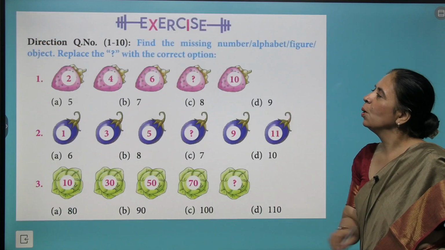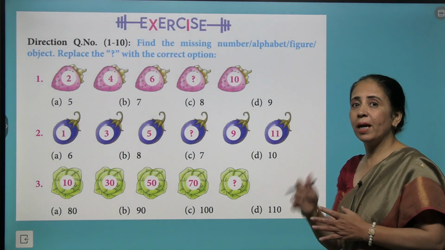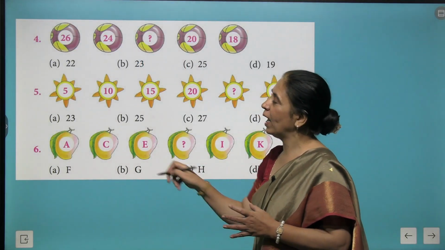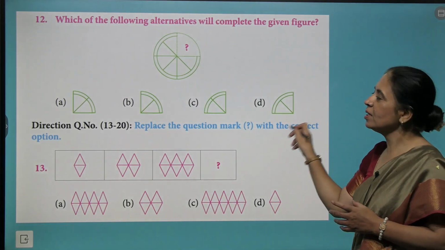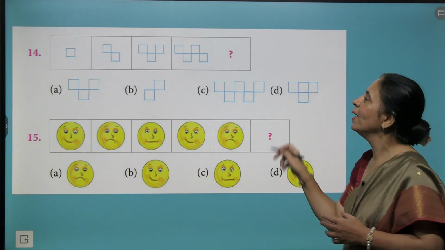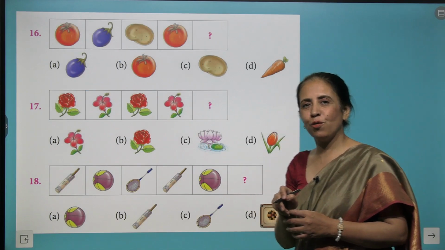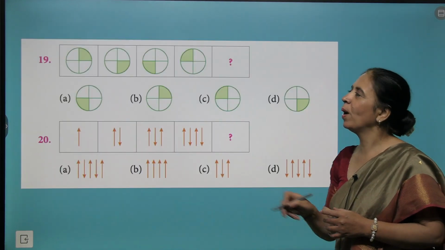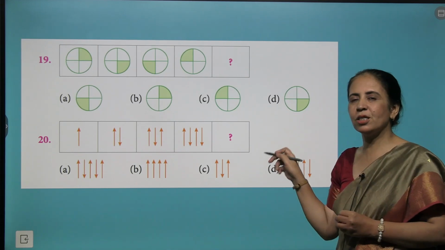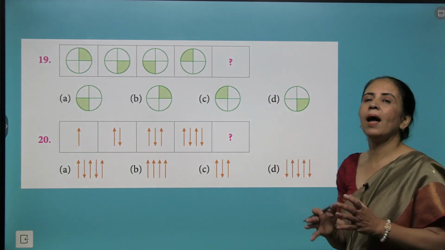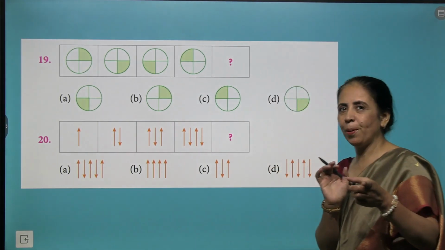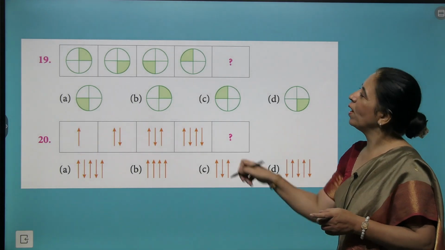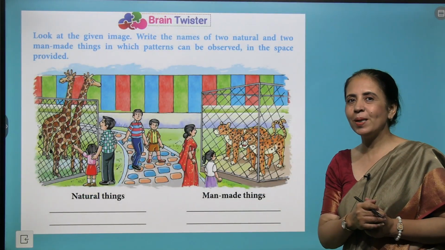Moving further, so now we have an exercise based on what all we have learned here, and you get across so many varieties of questions which you are going to solve and open the latch of your brain. It is a wonderful collection of questions which you'll be doing, and you are going to give a good mental exercise to your brain. Now we move ahead to a brain twister.